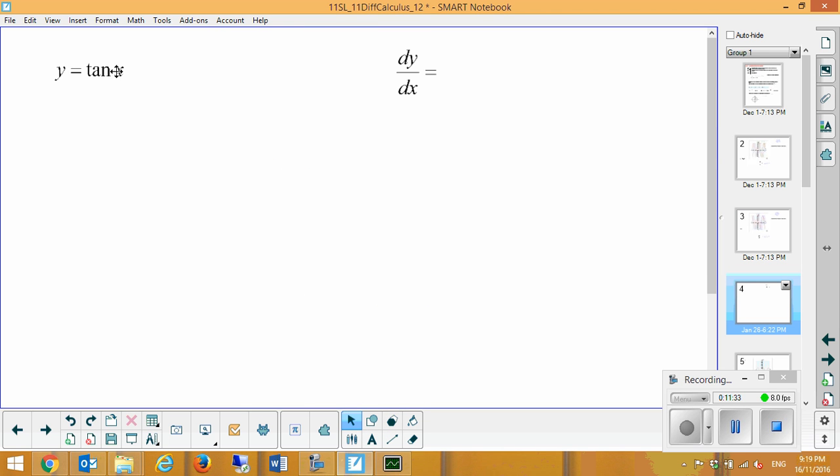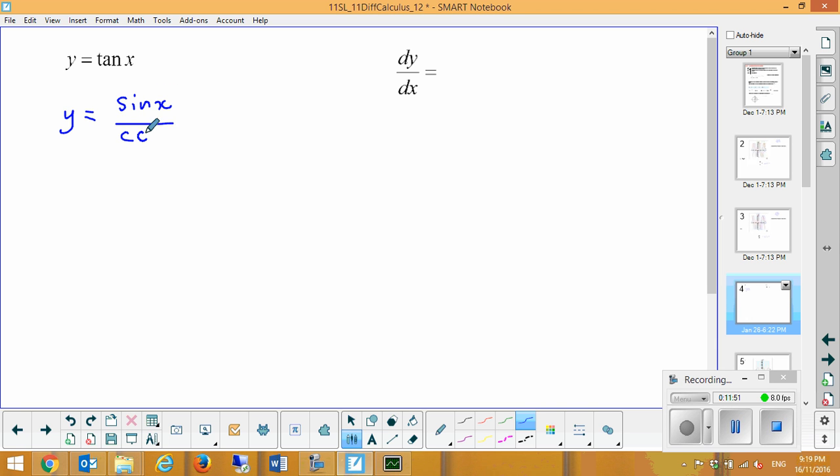Tan x. So what's the derivative of tan x? I'm going to leave you to have a go at working that out. We haven't got that, and we could look at the graph and try and guess it from there. But let's remember that tan x is sine x on cos x. And if you want to differentiate that, you can use your quotient rule. So what I'd like you to do is pause it, quotient rule, and see what you come up with.